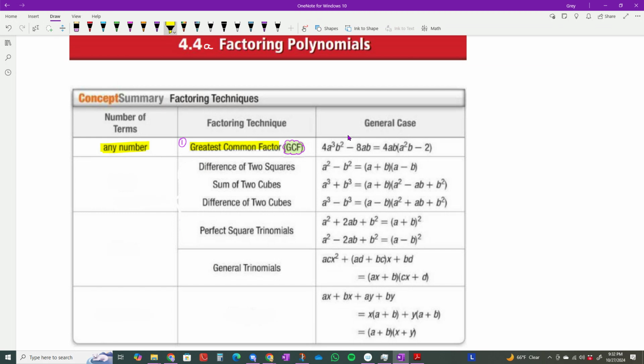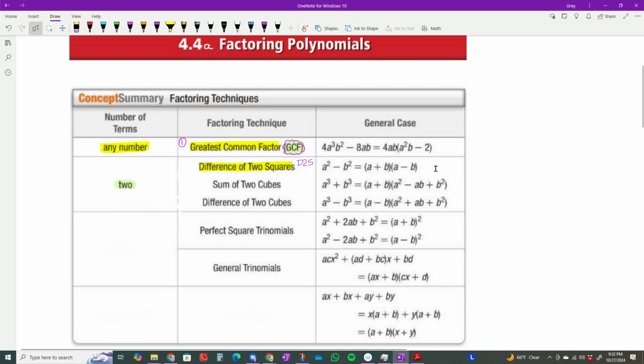Now, next, when you look at the number of terms, if you have two terms, you have what we've already talked about before, the difference of two perfect squares. I often refer to that as D2S, okay? A squared minus B squared is A plus B times A minus B. Those are called conjugates of each other, okay?